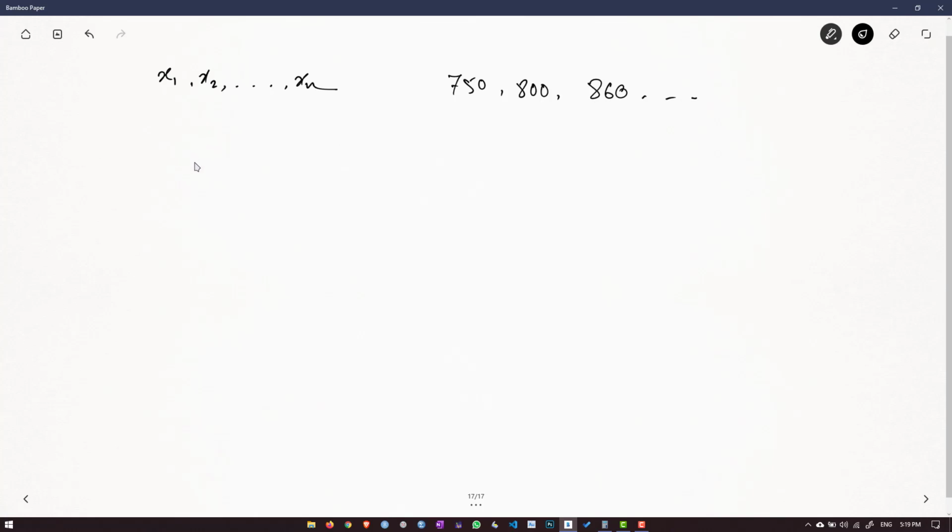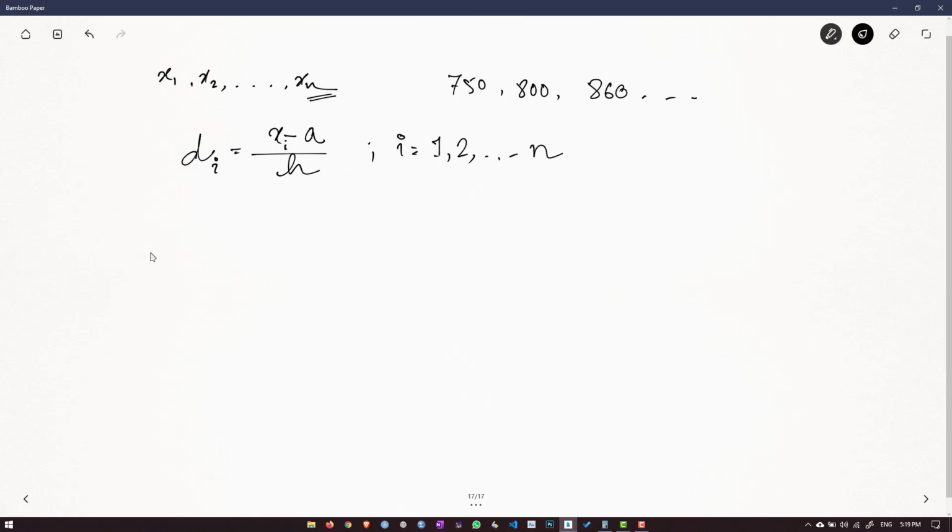To reduce the numbers, we create a new set of data. Let's say we call it D, right? So D will be (x minus a) by h. In general, di is equal to (xi minus a) by h, where i will be 1, 2, and so on. We originally have n numbers, so it will go up to n.